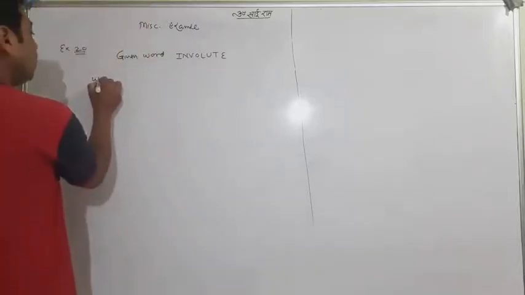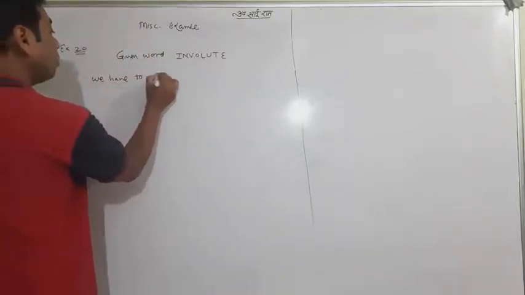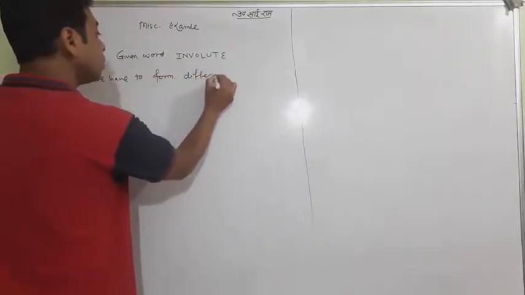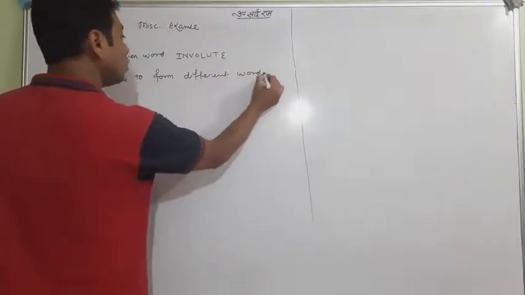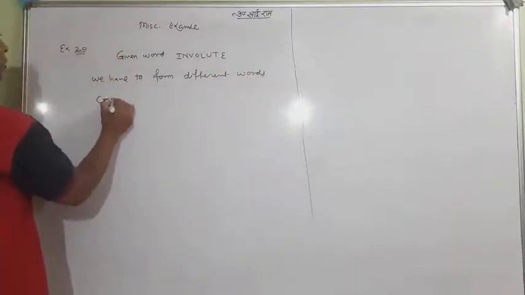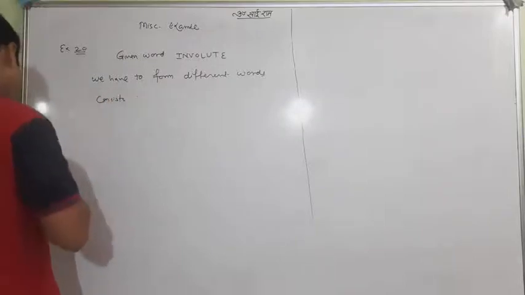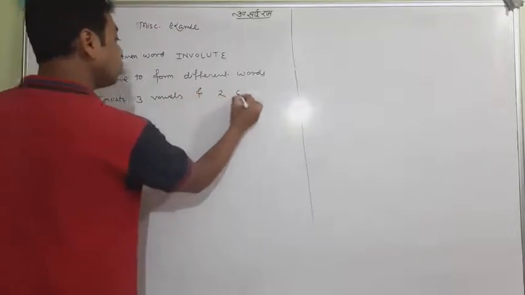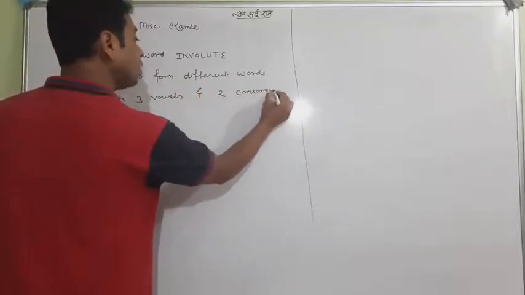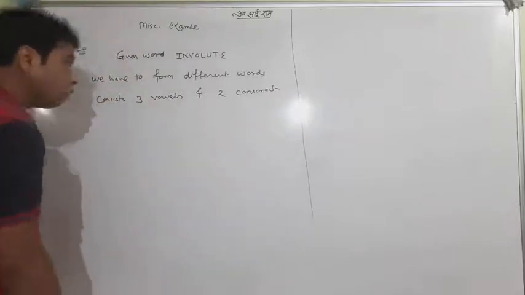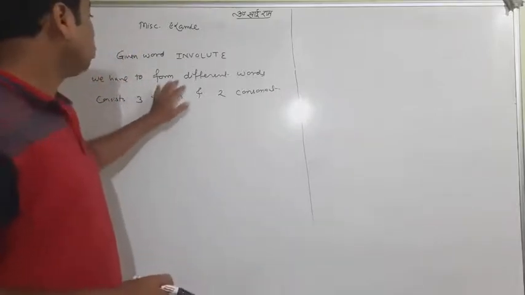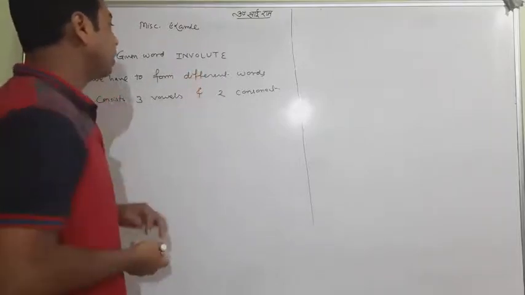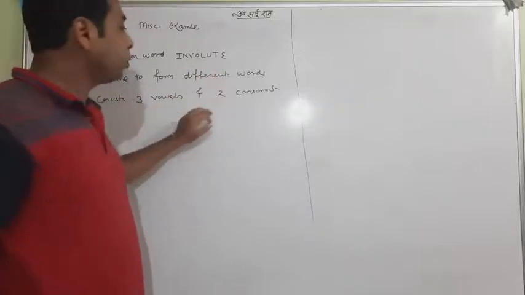So we have to form different words consisting of two consonants and three vowels. Three vowels and two consonants. So that is very good, we want to form five-letter different words, in which three vowels and two consonants must be there.